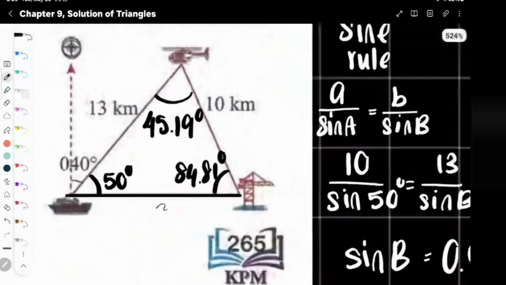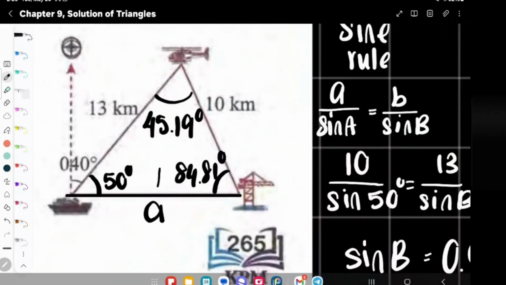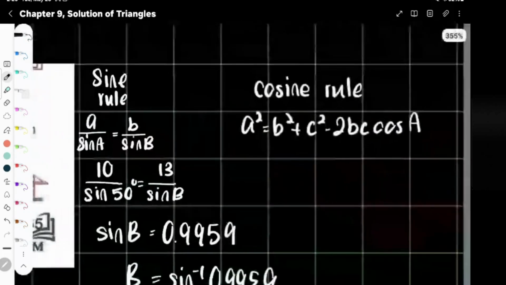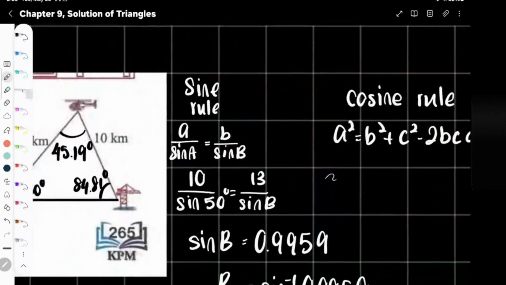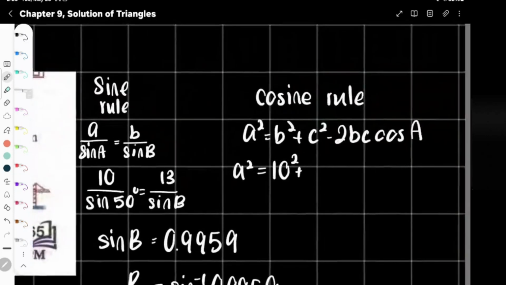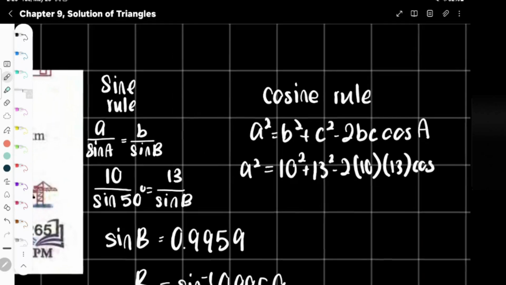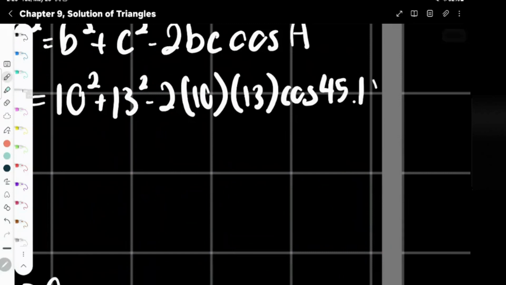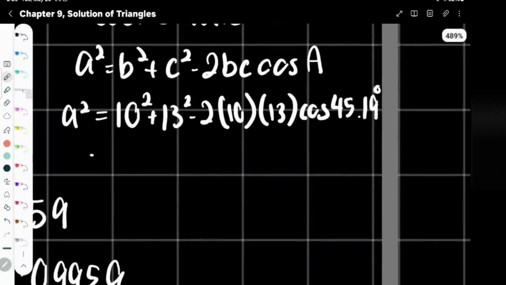So let's look here. We want this side, so we can label this as a. If that is a, the opposite angle will be capital A. So we can just fill in the blanks. a squared equals b squared, which is 10 squared, plus c squared, which is 13 squared, minus 2 times 10 times 13 times cos 45.19 degrees.